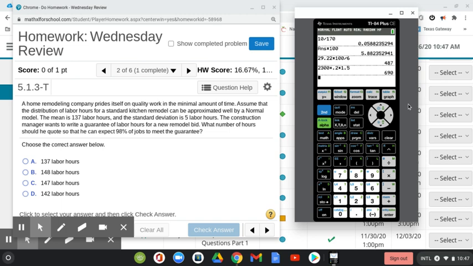Okay. So what you're going to do is press second vars, and we're going to do the inverse norm, which is 3. I know your calculator does left, center, and right. We're going to just do left on this because I want to go from 0 to 100, from left to right. And the area here is the percentage, which is 98%. So it's going to be 0.98.